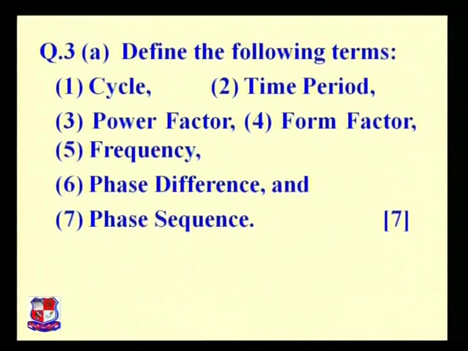Define the following terms: cycle, time period, power factor, form factor, frequency, phase difference and phase sequence. Simple, seven definitions give seven marks. So we have to explain every definition, and we also give some equation if there is any relation.